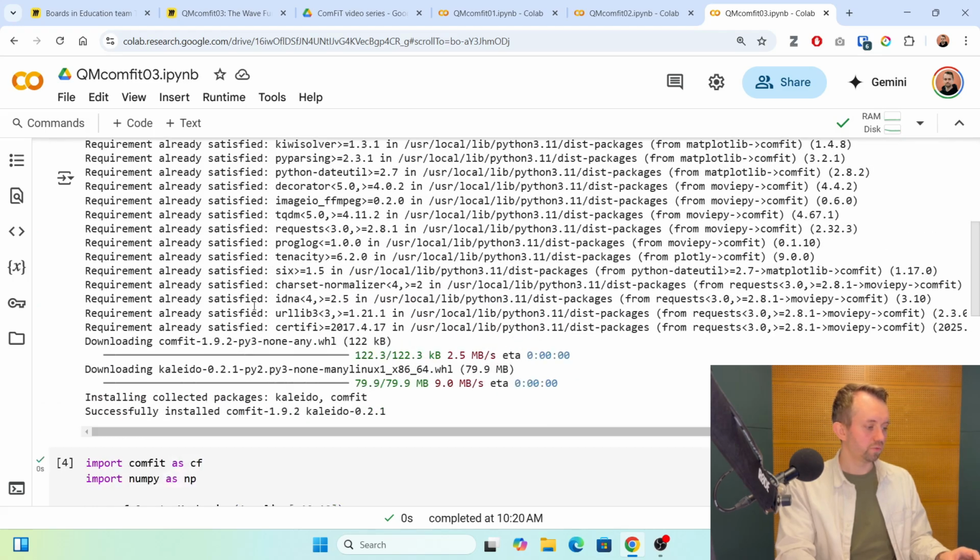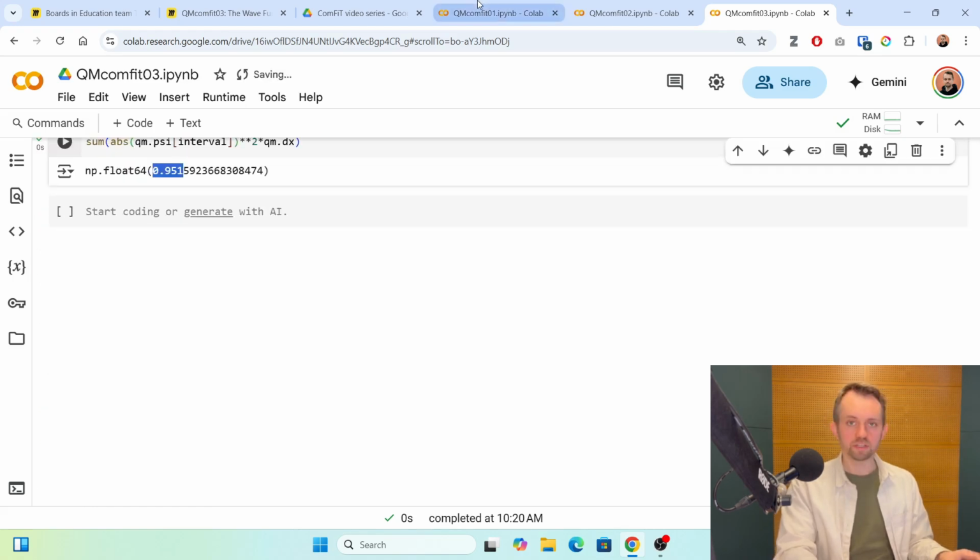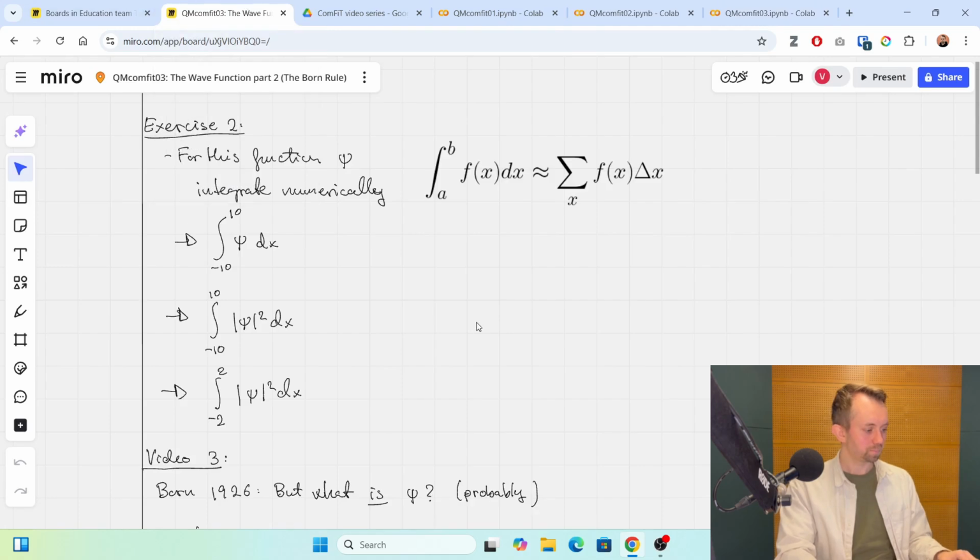So this is how to do numerical integration the very simplest way.